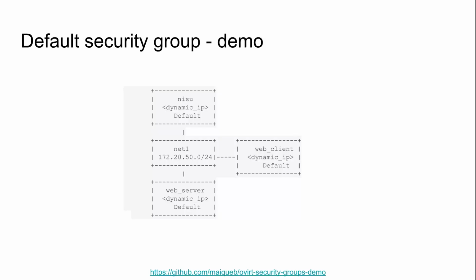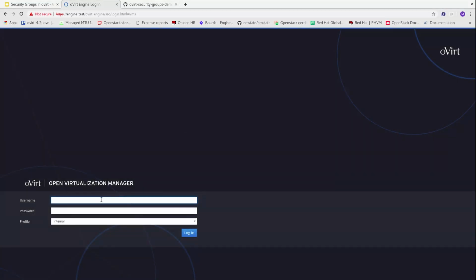So, we're going to be showing the demo now, and this is the first scenario that we'll see. So in oVirt, we'll have provisioned one network that has this CIDR 172.20.50.0/24, and we'll have 3 VMs connected to it, all of them belonging to the default group. So to follow the demo, we'll need a deployment of oVirt, and I have that already available here. So let's move to our oVirt deployment.